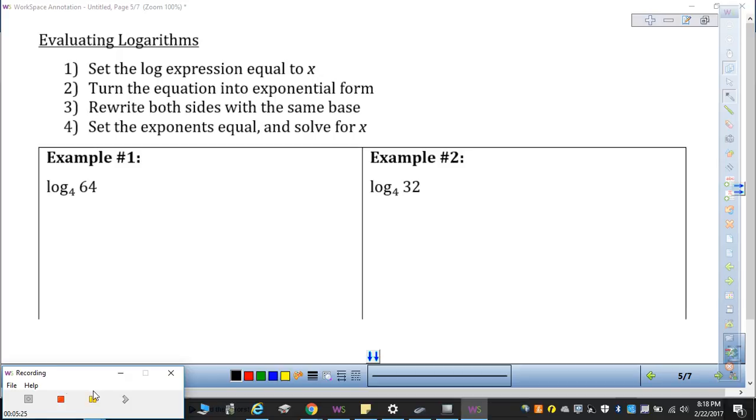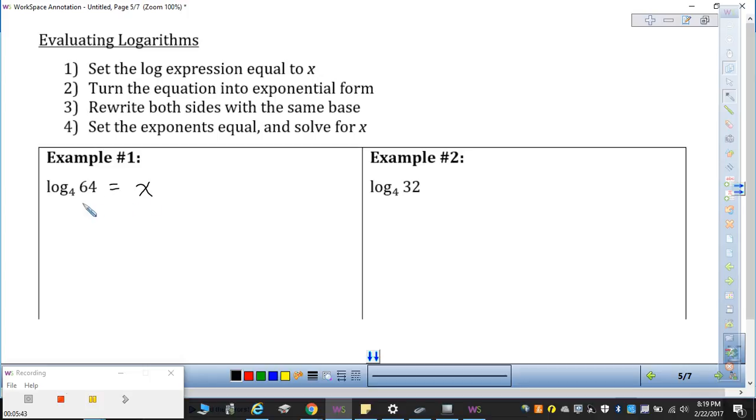Thinking about everything we've talked about so far, we're going to look at a process for evaluating logarithms. First example, we have log base 4 of 64. When we evaluate, we're trying to figure out what this is equal to. So as a first step, we can set the log expression equal to x. So you actually have to write that part in there.